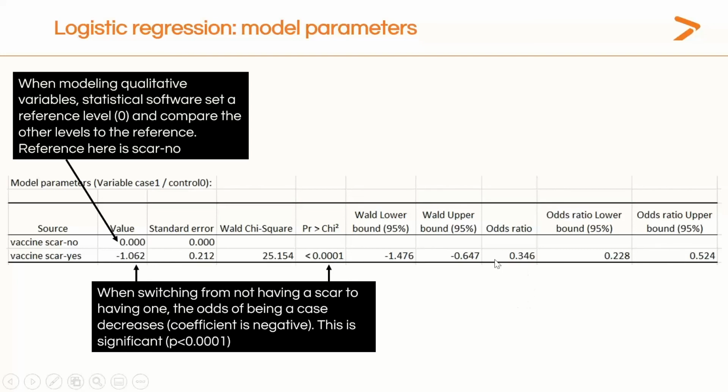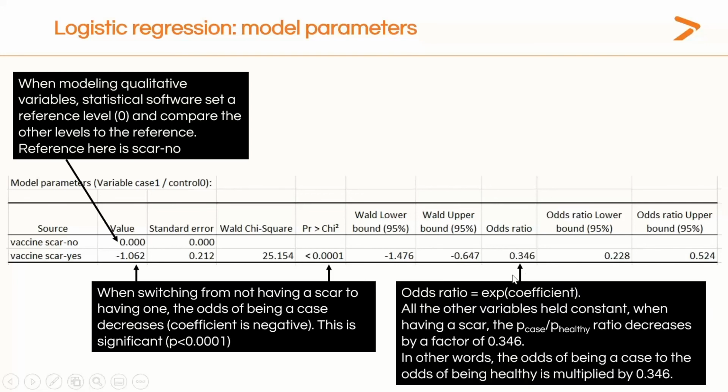What does this 1.062 mean? You need to check the odds ratio here. The odds ratio, which is the exponent of this coefficient. All the other variables held constant, when having a scar, this ratio, so probability of being a case divided by the probability of being healthy, will decrease by a factor of 0.346. In other words, the odds of being a case to the odds of being healthy is multiplied by 0.346 when you have a scar.